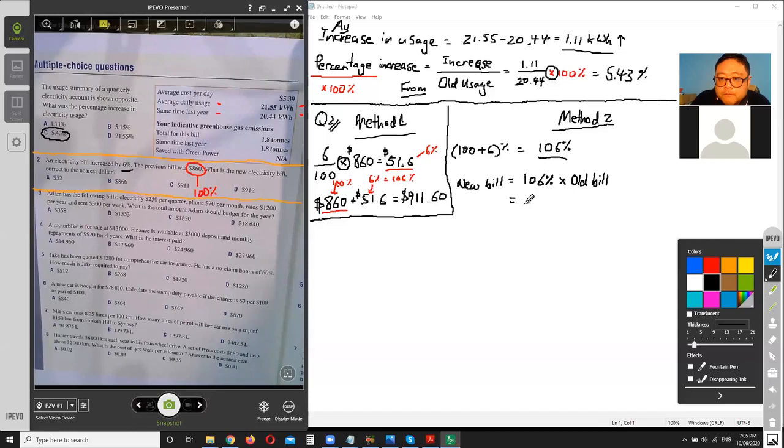You don't just put 106% into a calculator, do you? Well, you can. But if we were to follow the method in this question, what would we do? Percent means over? Percent means over 100. Okay, so how would we write this? So 106 over. Yep. 100.